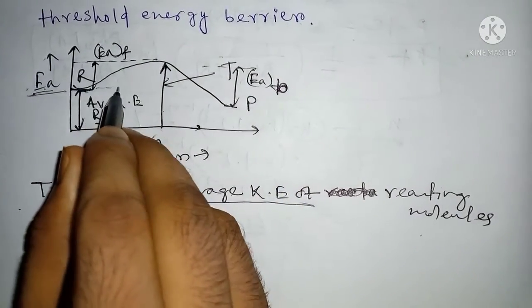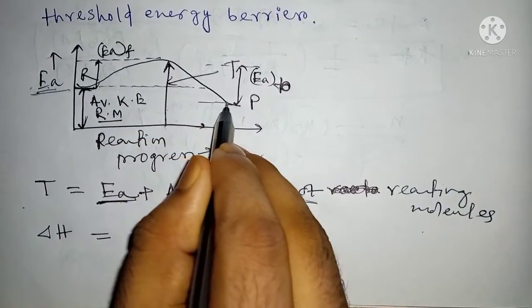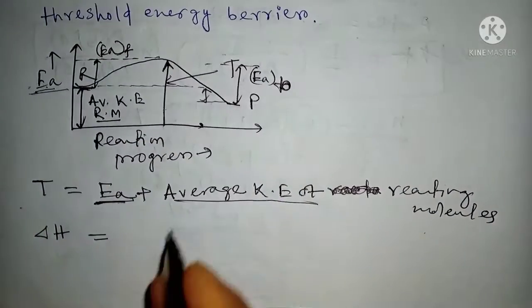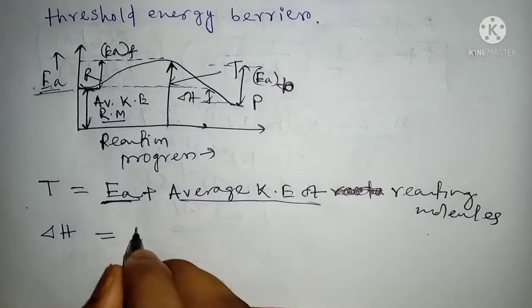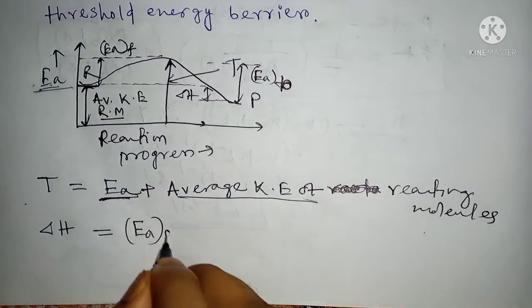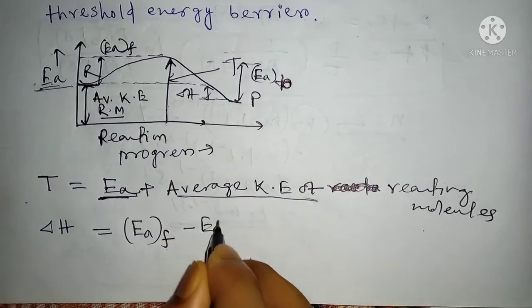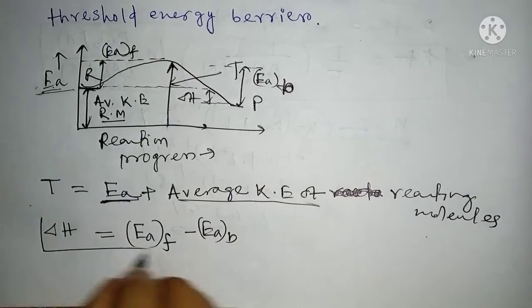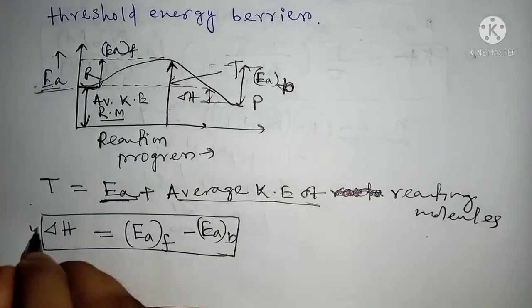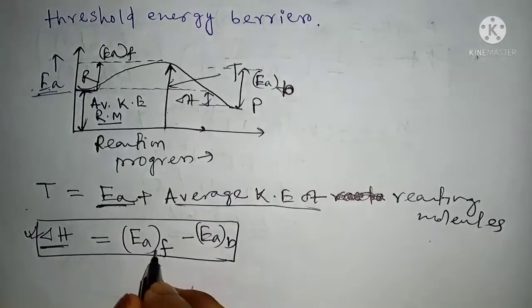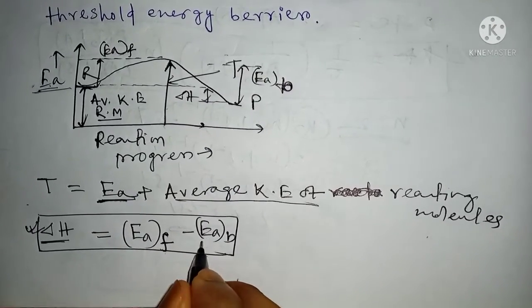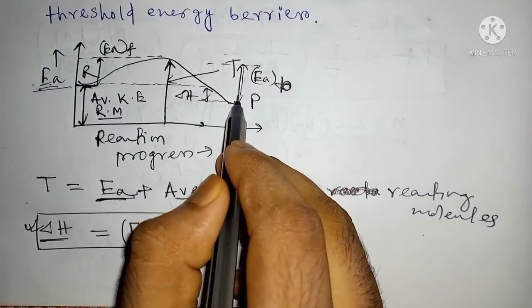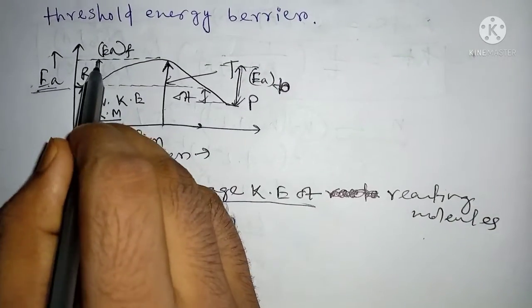Delta H means this is the delta H of the forward reaction. Delta H means activation energy in the forward reaction minus activation energy in the backward reaction. So this is the most important relation. Delta H, the enthalpy, equals the activation energy in the forward reaction minus the activation energy in the backward reaction. This is the backward reaction activation energy, this is the forward reaction activation energy.